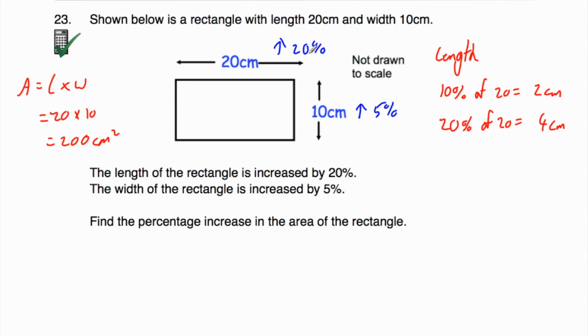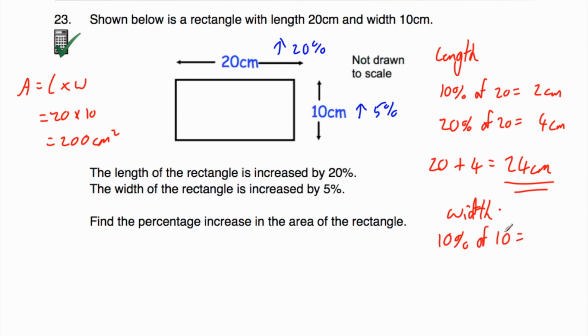So we want to increase by 20%, so that means we want to take our original length, which is 20, and add 4, so that means that our new length will be 24 centimeters. So we're going to have a new rectangle that's got a length of 24 centimeters. Now the width of the rectangle was 10 centimeters, but it gets increased by 5%. So we want to work out what 5% of 10 centimeters is. So let's find out 10% to begin with. So 10% of 10 is equal to, to get 10% you divide by 10, so 10 divided by 10 is 1, so 10% is equal to 1 centimeter.